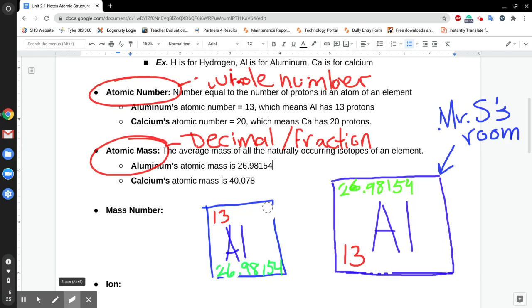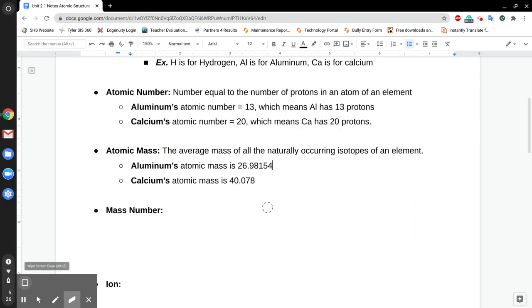It just depends. But again, the biggest difference is that, for the most part, atomic mass is a decimal, a fraction, whereas the atomic number is the whole number. So again, when you see a whole number, think atomic number. When you see a decimal, think atomic mass. And it should also make sense.